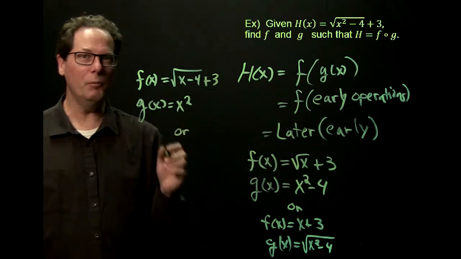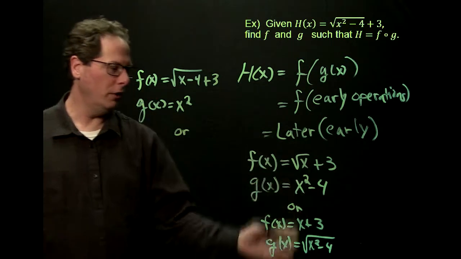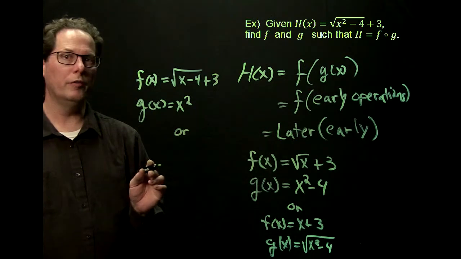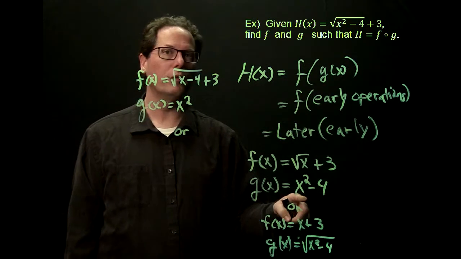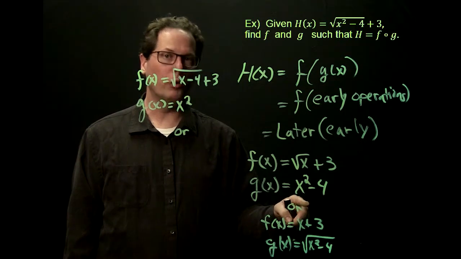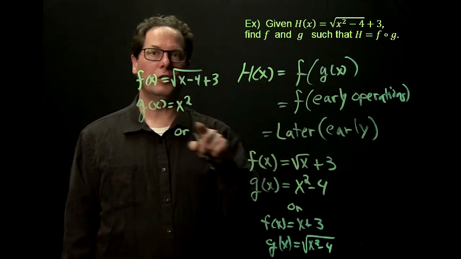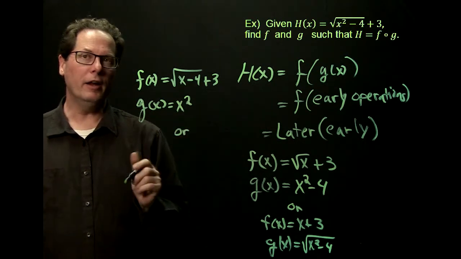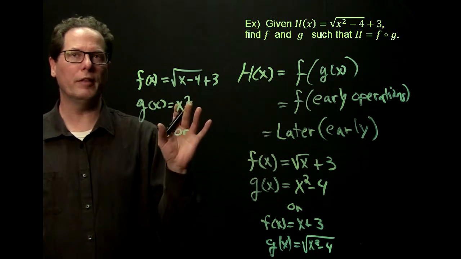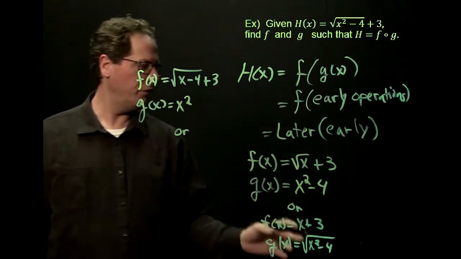Now, can you think of any more? Have we done all possible ones? Let's think. So we got the square root of x squared minus 4. We have the square root of x squared. So we have the x squared minus 4. We've got just the plain x squared. Those are the basic ones, definitely.